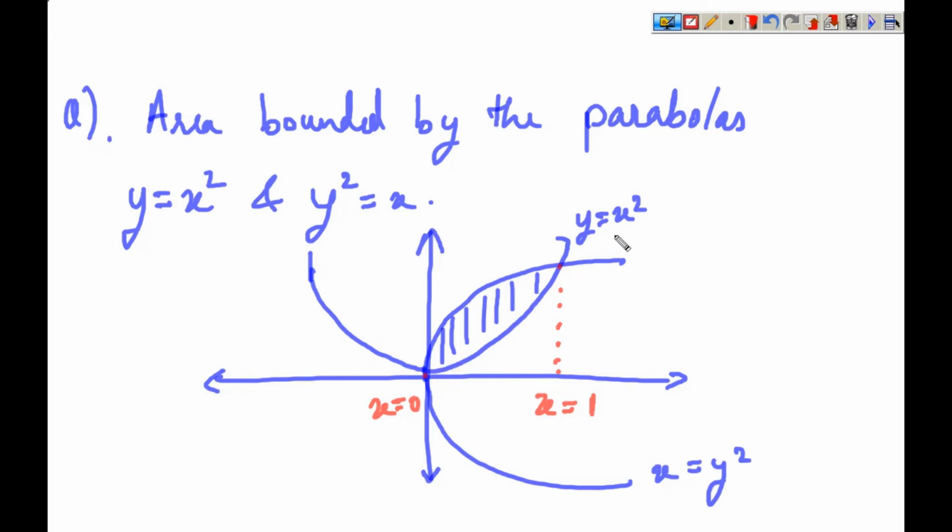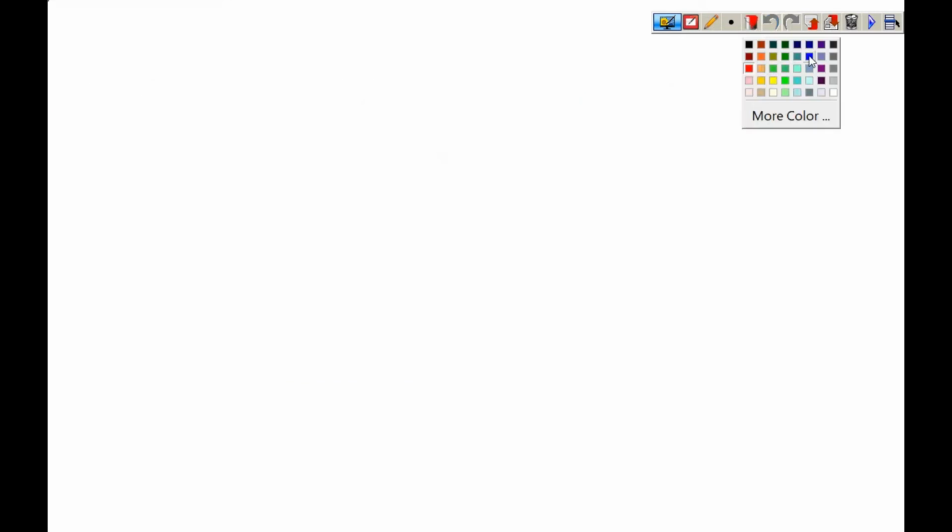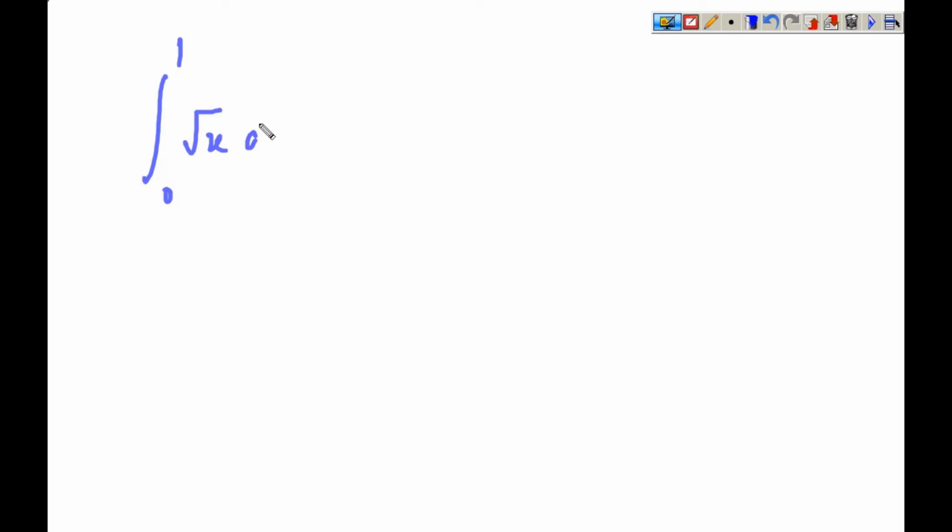This is y equals x squared, and so first we need to find the area under this curve, that is x equals y squared. So mathematically I can write it as the integral from 0 to 1, these are the limits of x, of root x dx, minus the area bounded by the curve y equals x squared. So writing in terms of x, it will be x squared dx.